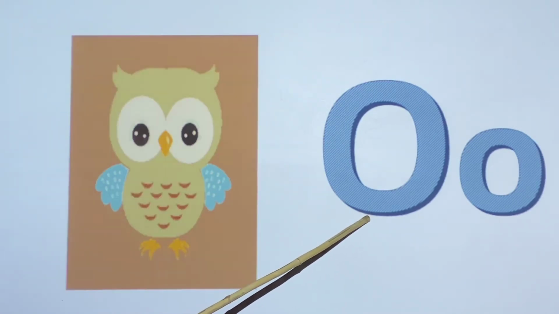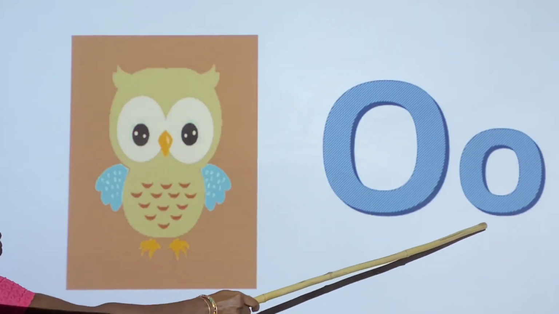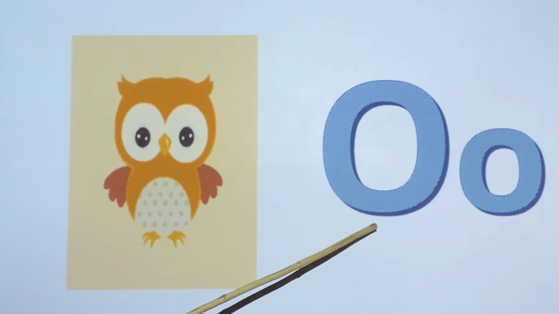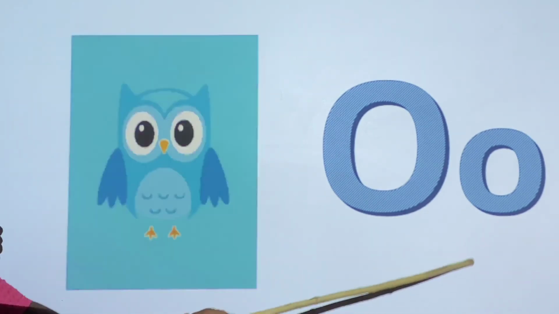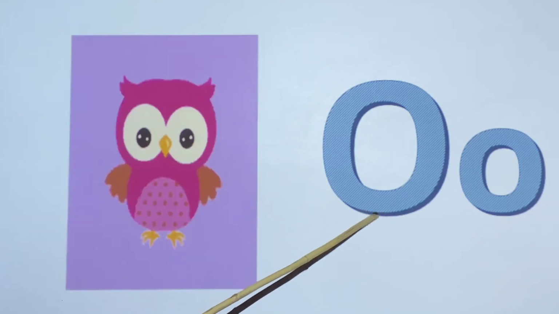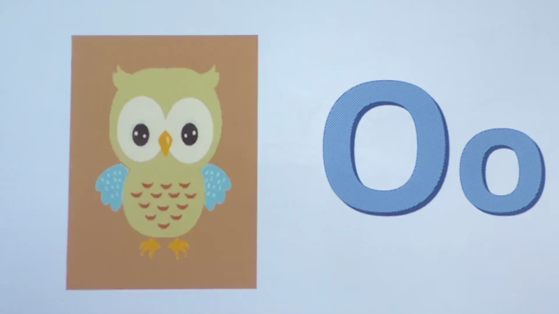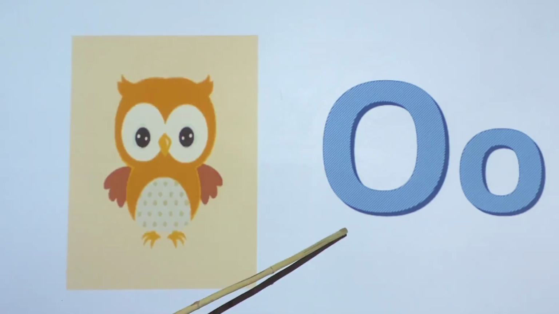Very good. Capital O. Small o. Repeat with me, children. Capital O. Small o. O for owl. And next one, O after.